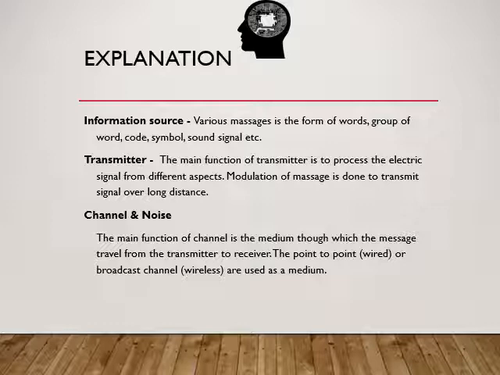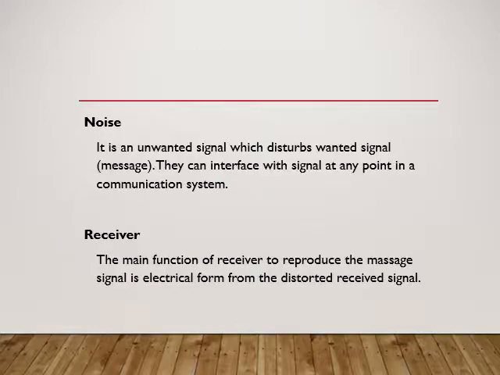Next element is channel. In normal face-to-face communication, our channel is air. In some wireless communication, some other elements are there. The main function of the channel is the medium through which the message travels from the transmitter to receiver. Point-to-point or broadcast channels are used as a medium.